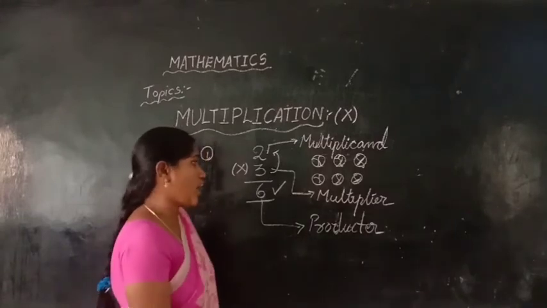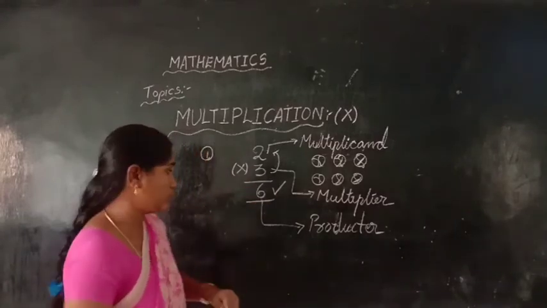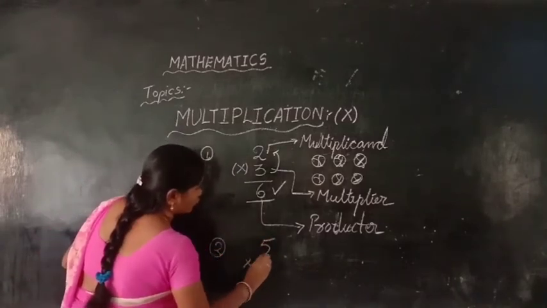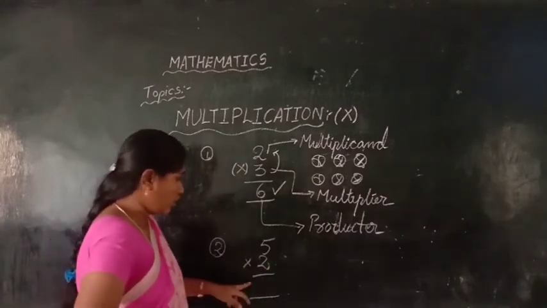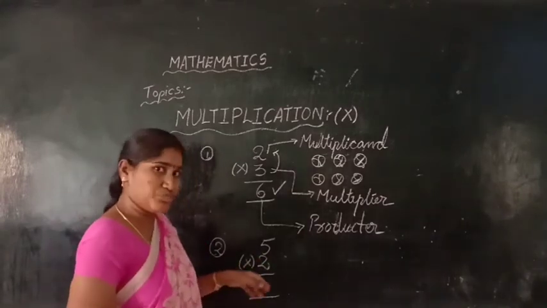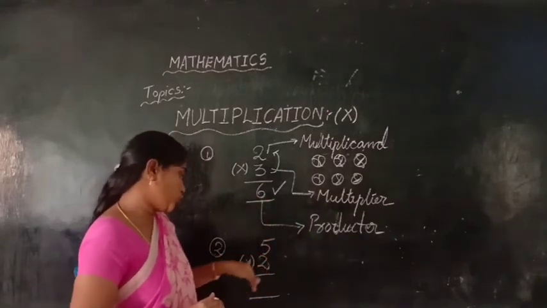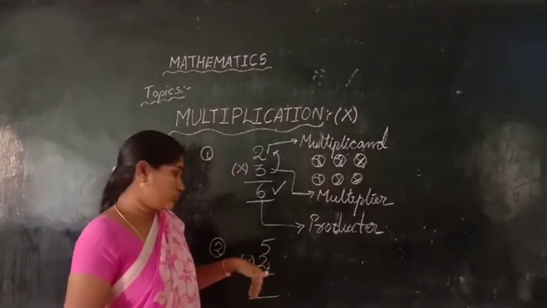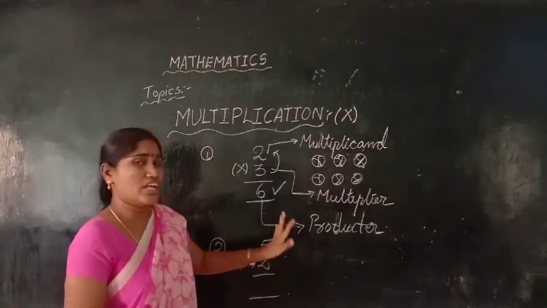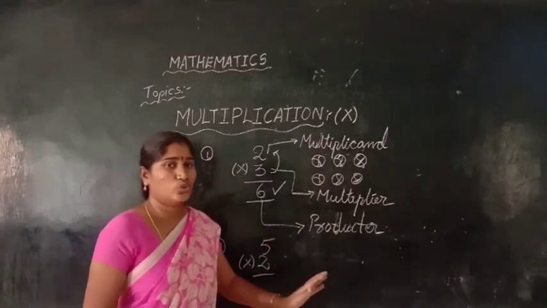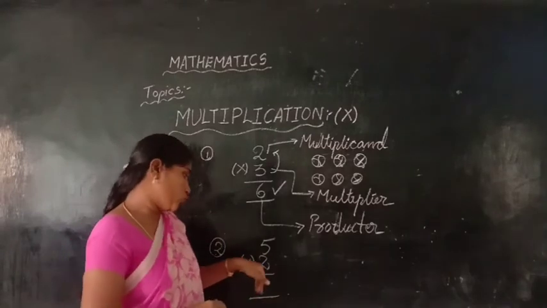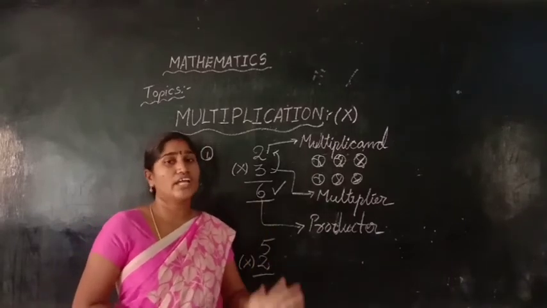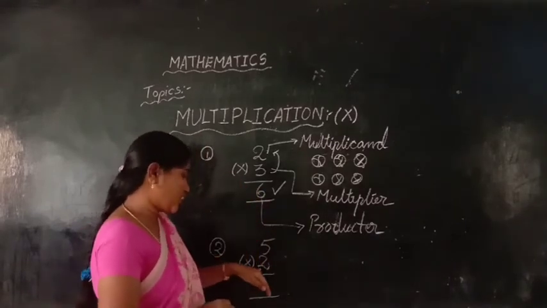Understand children? But I want to tell you one more example. 5 into 2. Now listen, all of you, and observe carefully, children. 5 into 2, that means 5 is multiplied by 2. How to read now? We have to read 2 5s are. You know the 2 table, children? So read the 2 table. 2 1s are 2, 2 2s are 4, 2 3s are 6, 2 4s are 8. Okay. 2 5s are 10.